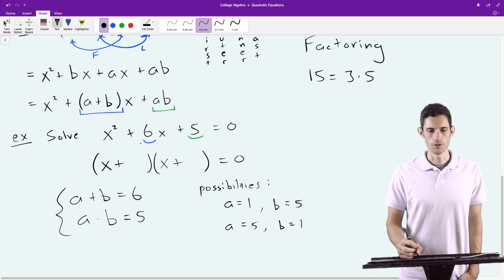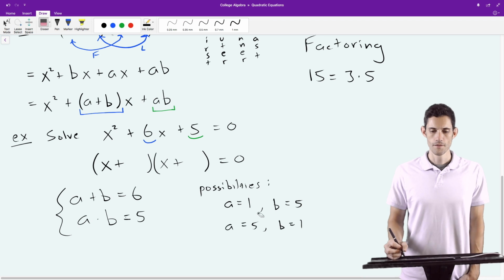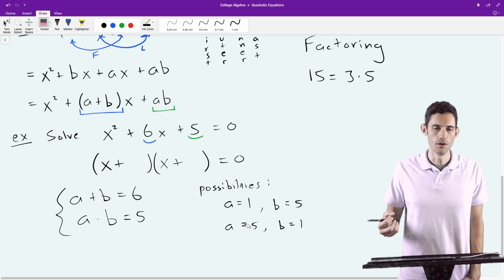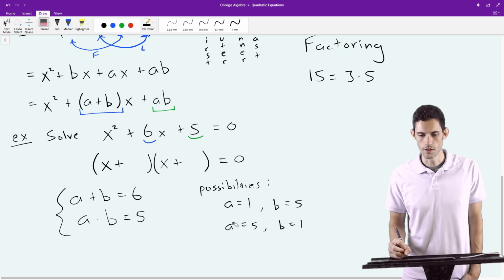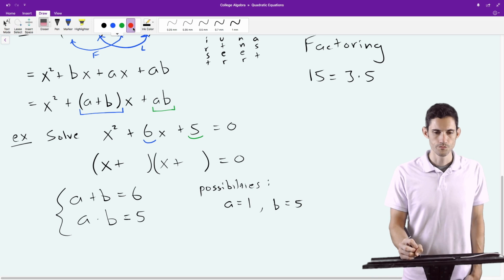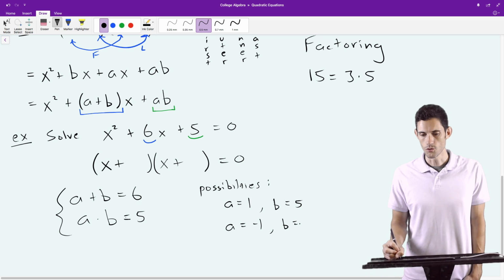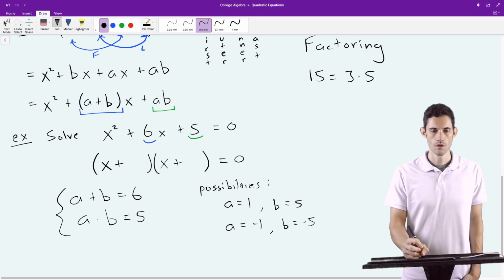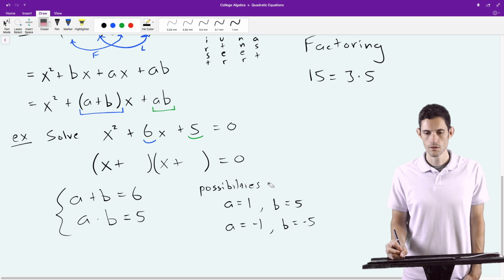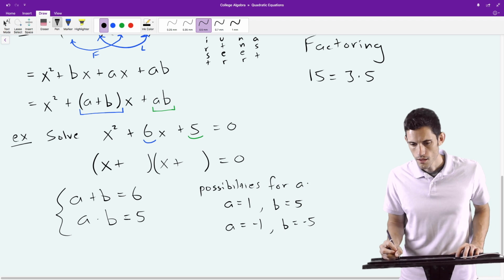So I don't need to duplicate my guess here and write down as a possibility 1, 5, and then also 5, 1. That's redundant. So I'm not going to include that guess. But there is another possibility. I could have A equals -1 and B equals -5. So these are the possibilities for A times B equals 5.